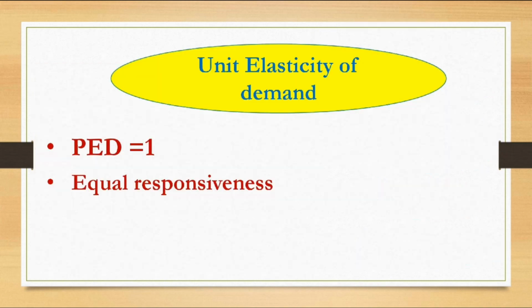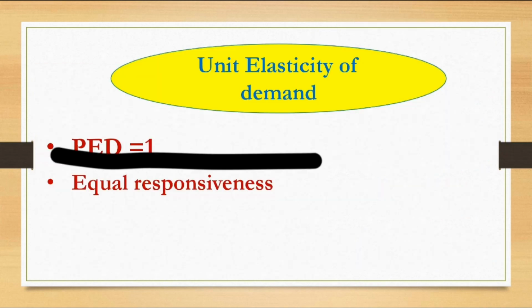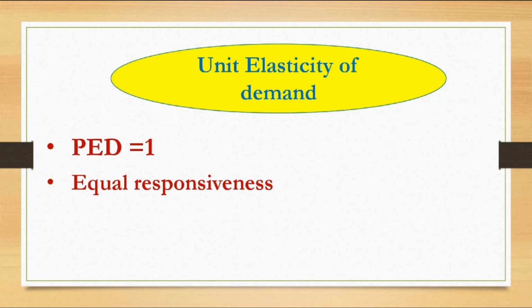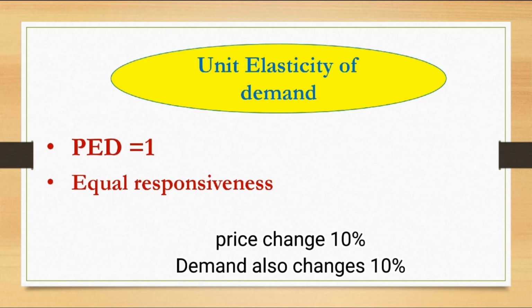The next is unit elasticity of demand. The result will be equal to 1. The price elasticity of demand result will be equal to 1. There will be an equal responsiveness of the demand due to changes in the prices. If there is a change in the price of 10%, the demand will also change by 10%.